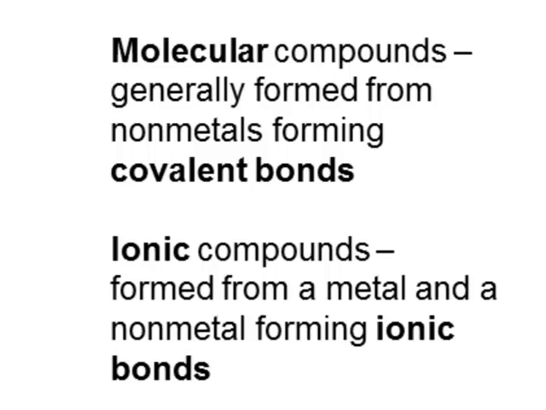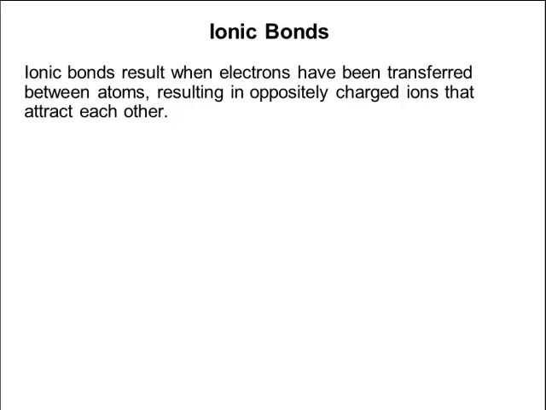And remember, with covalent or molecular compounds, those are going to be formed from nonmetals combining with nonmetals. That's where we get the covalent bonds from. Covalent bonds are sharing of electrons. With ionic compounds, that's going to be formed from a metal and a nonmetal coming together to form those ionic bonds. So ionic bonds are going to result from transfer of electrons between atoms.